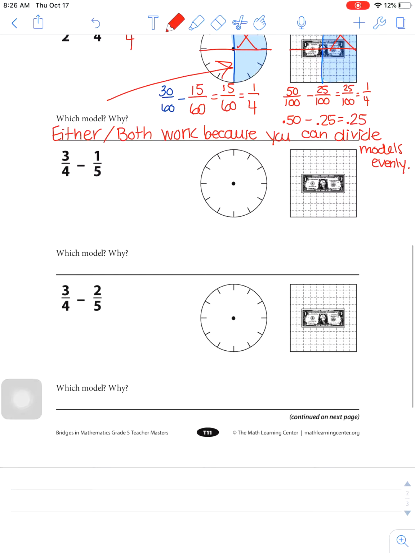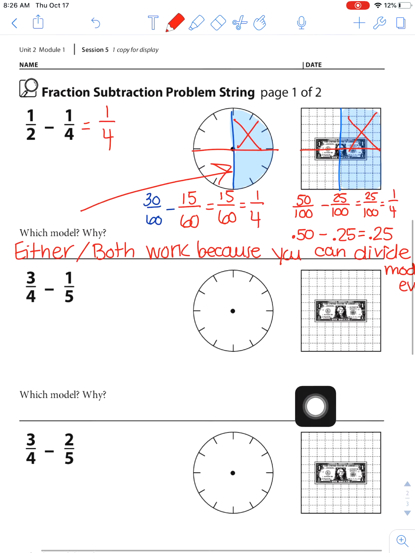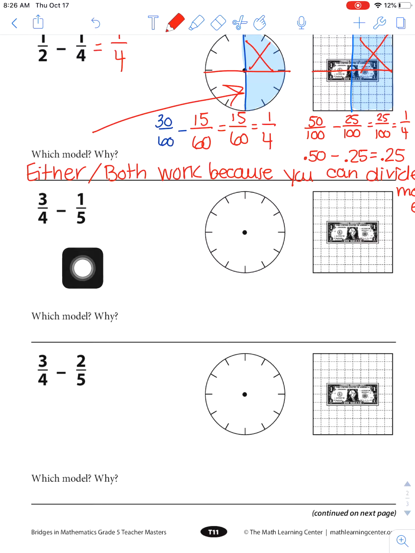All right, let's go ahead and do the next one. So remember, these problem strings build upon each other. So 3/4 minus 1/5. Let's take a look at these two models really quickly, and let's think which model would work best. So I know that I can break both a clock and a money model up into fourths. So 3/4 I can easily show, just like I did up here. I broke them up into fourths. That's easy. But a fifth, this one's gonna take some thinking. Can I find a fifth of an hour? Well, absolutely.